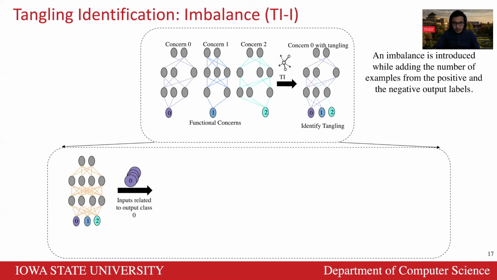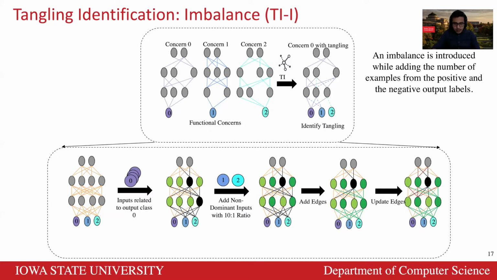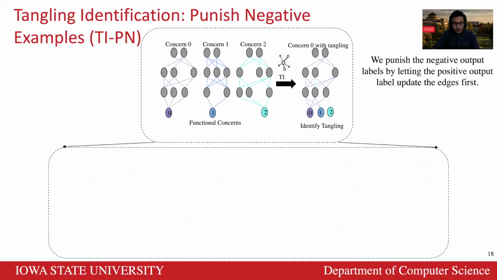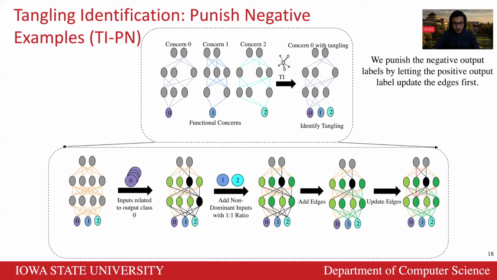Here, an imbalance is introduced in the number of examples from the positive and the negative output levels. First, the edges related to the dominant constraint are added, and the edges related to the non-dominant constraints are either added or updated. Similar to the previous approach of introducing imbalance to tackle the problem, here we punish the negative output levels by letting the positive output level update the edges first.